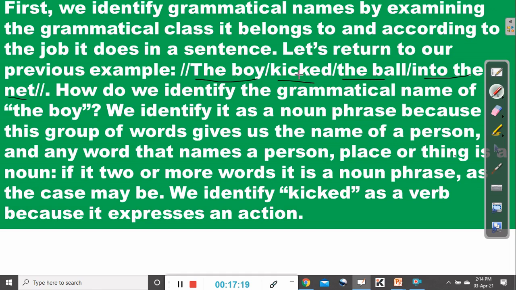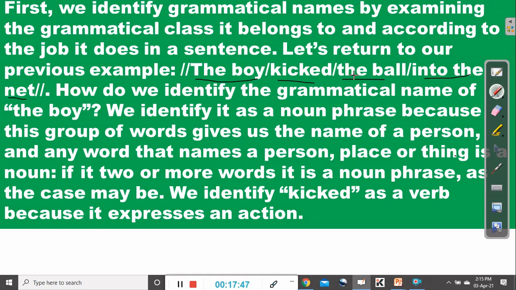Now, if you say the boy is a footballer, is is a verb of being, because it is reporting a state of existence. But here, kicked is reporting action, and so it is a verb. Now, how do we identify the ball? The ball equally is a noun phrase because it is telling us the name of something.